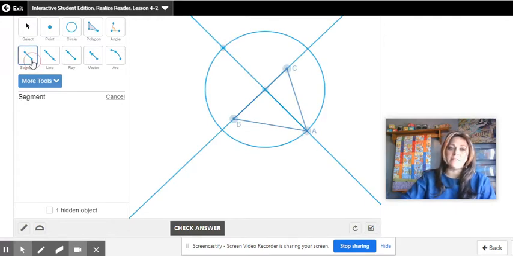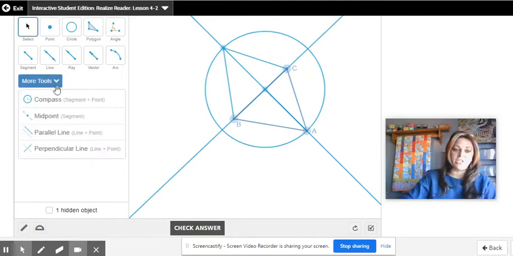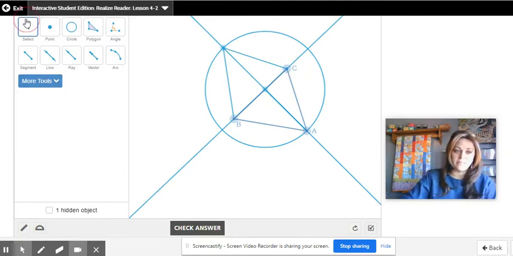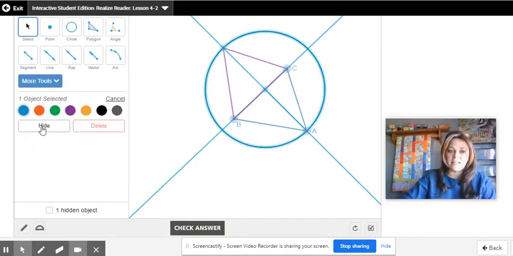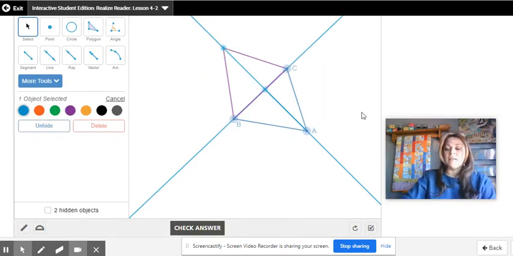Now I'm going to grab my segments. Here's A prime to B, A prime to C, and that is reflected. I'm going to change the color. Oops, click on it first. Now I'm going to change the color. And you can highlight more than one thing. I'm going to get rid of this circle just to get it out of the way. And I have a reflection.